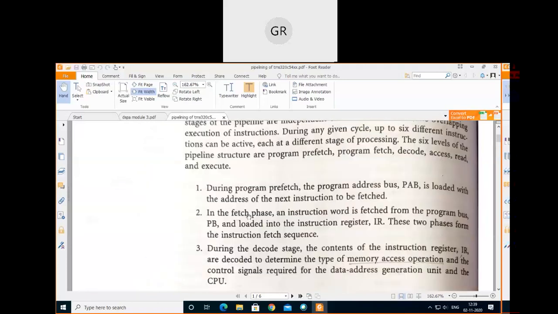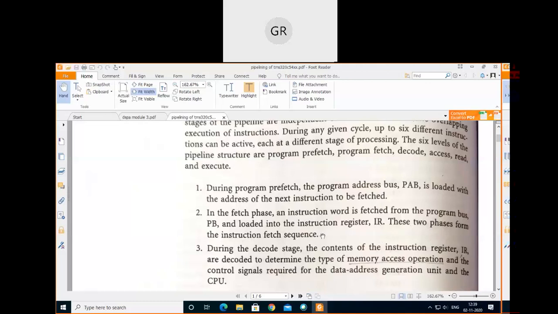In the fetch phase, an instruction word is fetched from the program bus and loaded into the instruction register, that is IR. These two phases form the instruction fetch sequence. Here we can fetch the instruction.